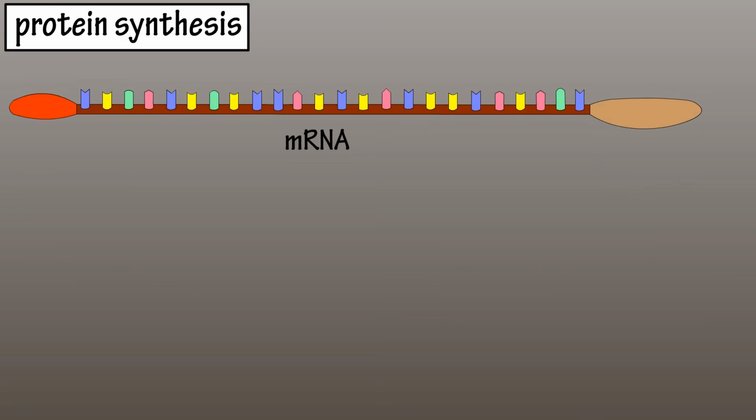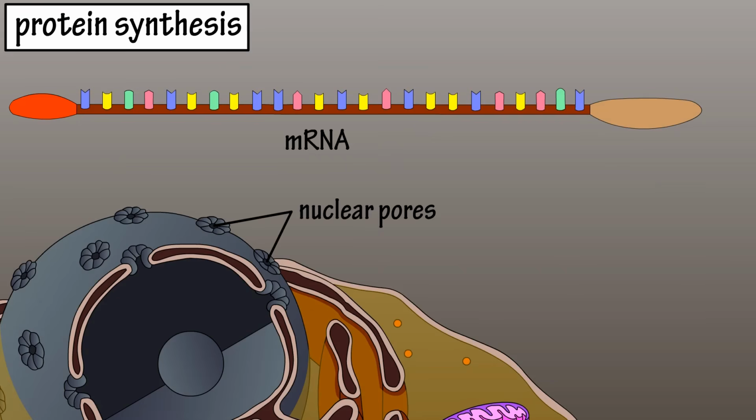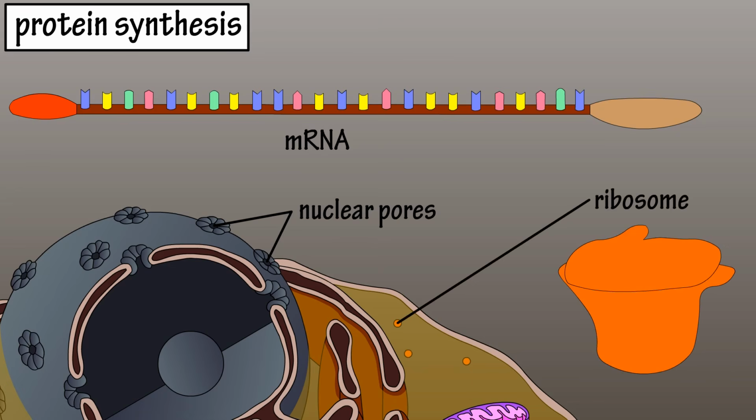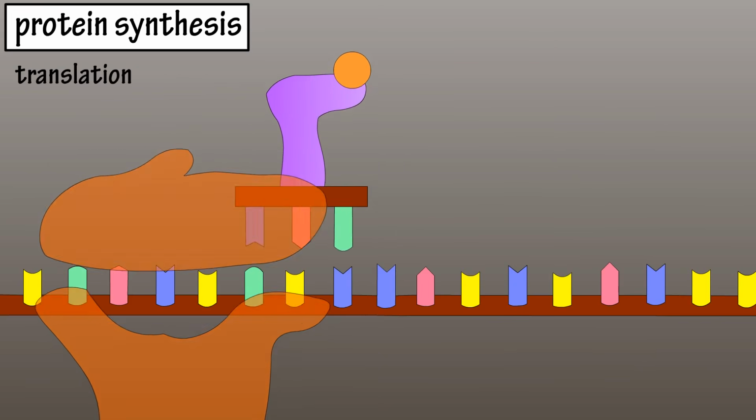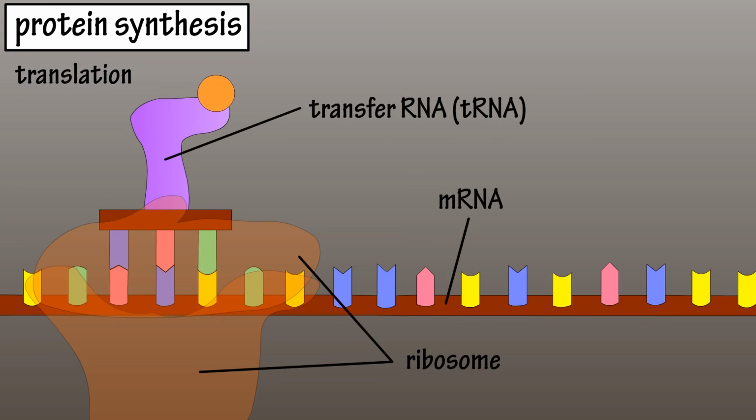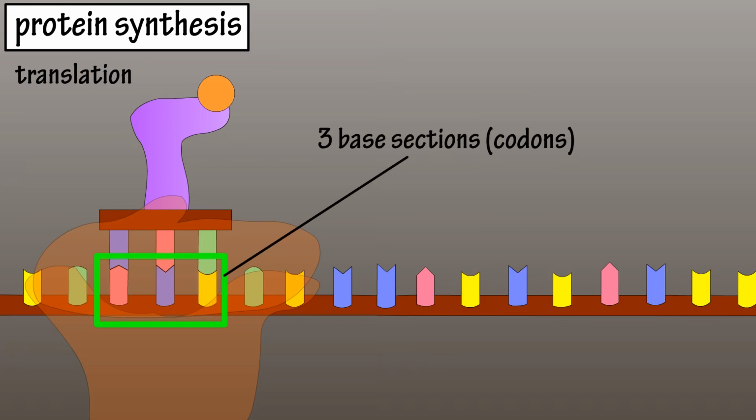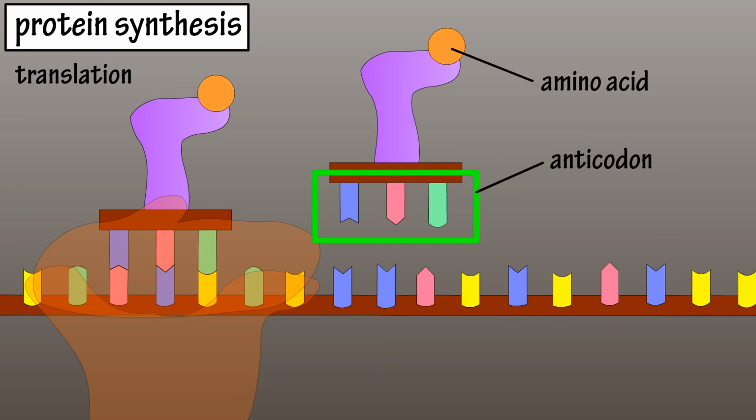Now a final edited version of messenger RNA has been created, and it leaves the nucleus through nuclear pores, enters into the cytoplasm, and travels to a ribosome for the second major stage of protein synthesis: translation. Translation occurs as a complex is formed that is comprised of the large and small subunits of a ribosome, the messenger RNA, and tRNA, or transfer RNA. The messenger RNA is read 3 bases at a time. These 3 base sections are called codons, and they determine the amino acid required. Transfer RNA has a binding site, referred to as the anticodon, that contains the 3 bases that pair with the bases in the messenger RNA codon.